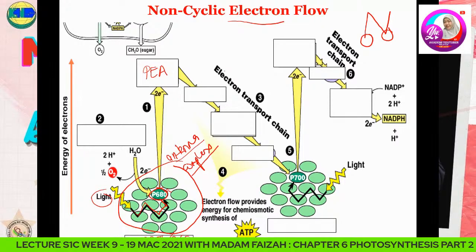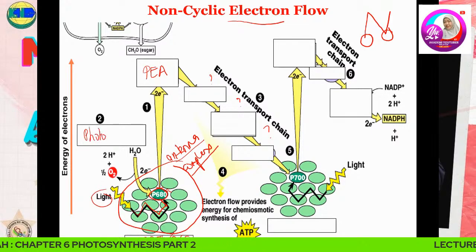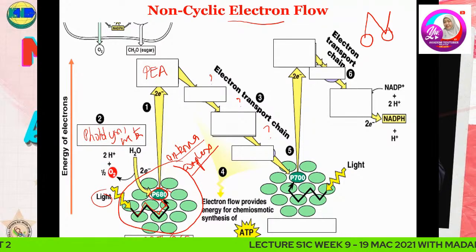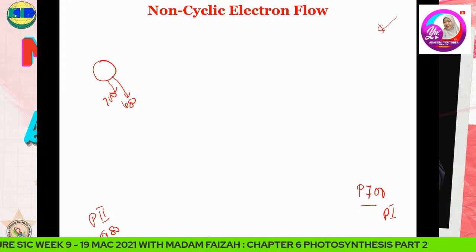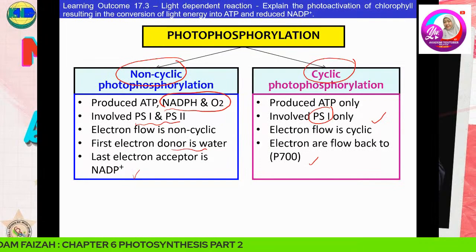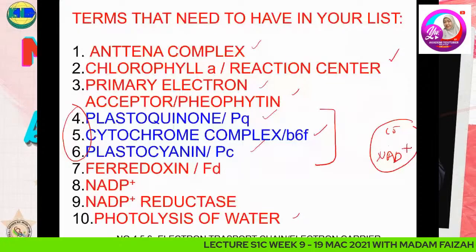What is this three? If you remember just now, this is the photolysis of water. If you understand the list of 10 terms that the teacher shared with you just now, look back at it, the 10 terms that you need to know: antenna complex, chlorophyll A, which is the reaction center, primary electron acceptor, plastoquinone, cytochrome complex.